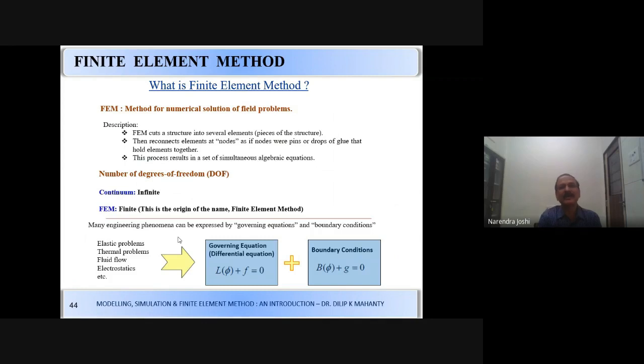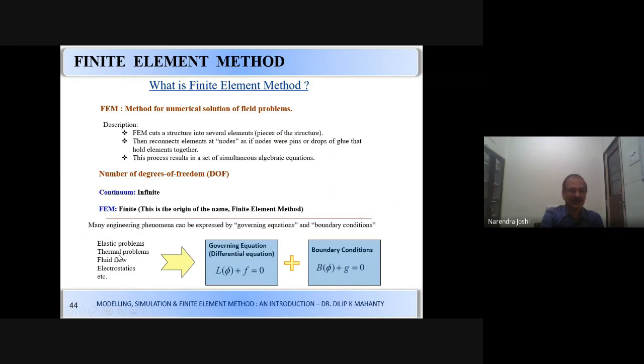So what is the finite element method? A method for numerical solution of field problems. So what is a field problem? Basically, defining a system or a field with a set of differential equations, a governing equation. Elastic problems, thermal problems, fluid flow, elastostatics, and so on. If you look at any example from our engineering domain, you'll see these are the basic problems you encounter.